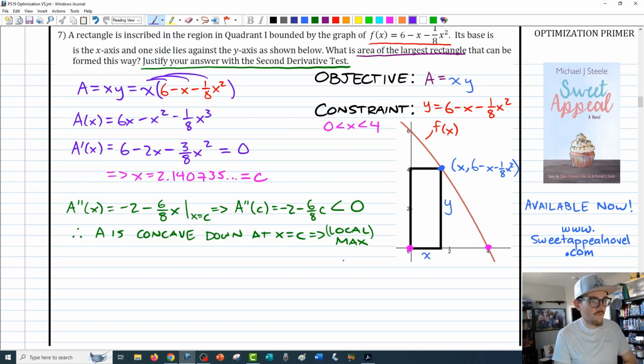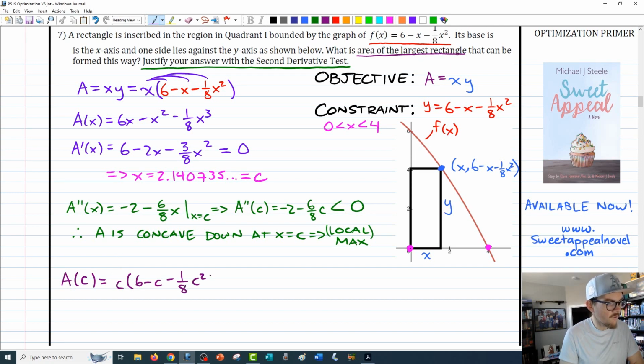What I am going to do, though, is finish this problem out. So A is concave down at that point, so we have a local maximum. Our last thing is to actually find what that largest rectangle area is. To do that, we're going to plug in C. We're going to get A of C is equal to C times 6 minus C minus 1/8 of C squared. Again, that C value is from right here. It's what your graphing calculator would come out with.